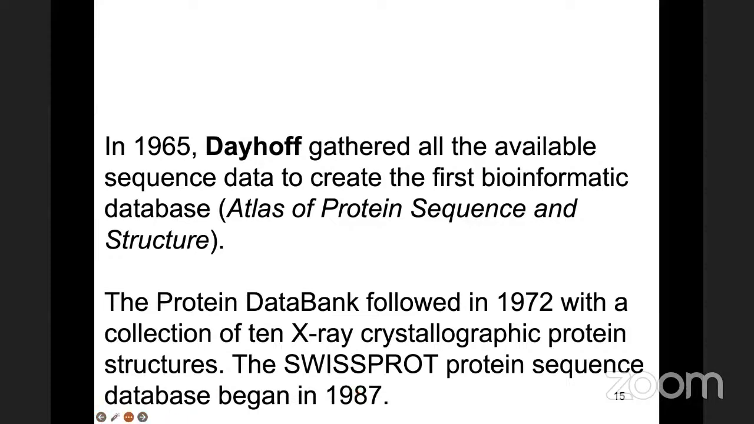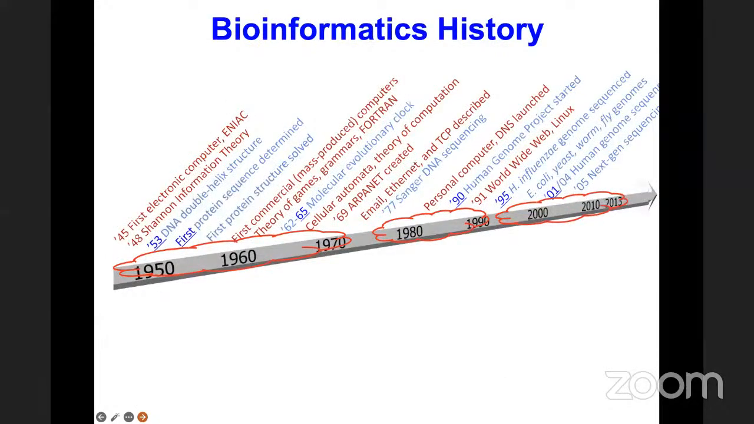So a database is basically to store information so that it can be available globally for any researcher to use for the discovery of new things, or for understanding the basics behind any problem. So this is the history of how bioinformatics started.